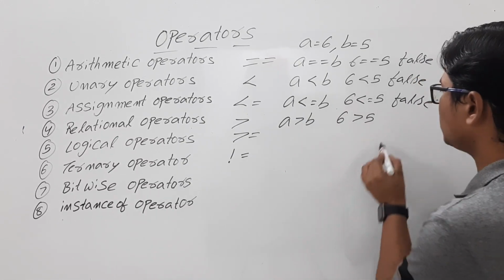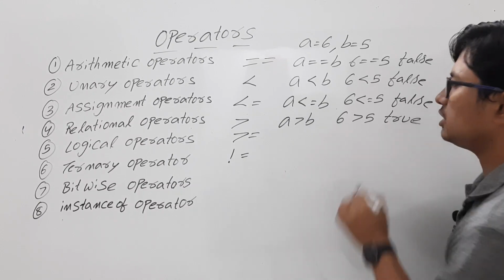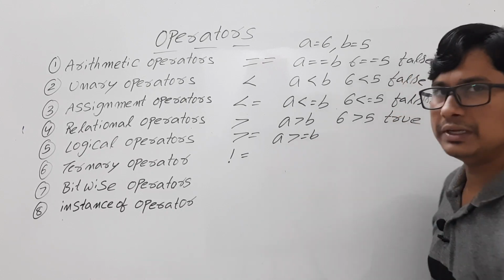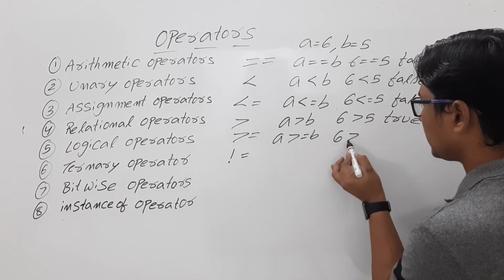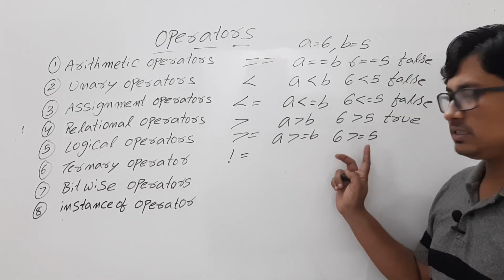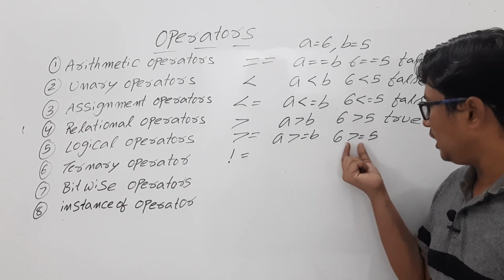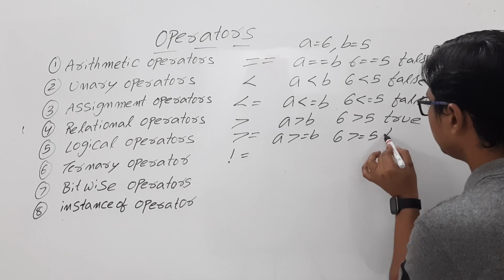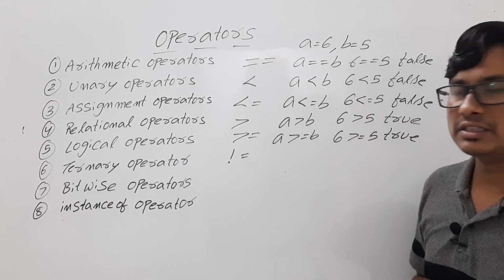Yes, it is true. So in this case it will give the output as true. If you are writing A greater than or equal to B, is it clear? 6 is greater than or equal to 5, meaning 6 is greater than 5 or equal to 5. Any one, 6 is greater than 5. So this is true. So it will give the output as true. Are you able to understand?